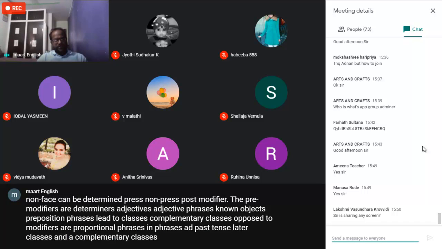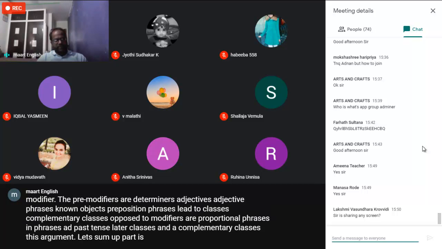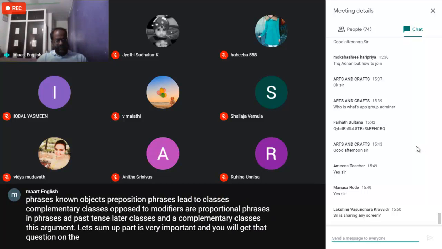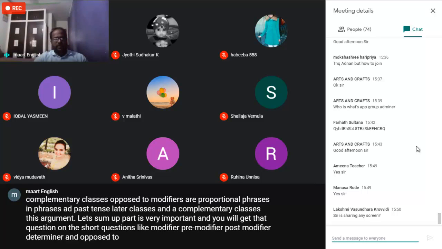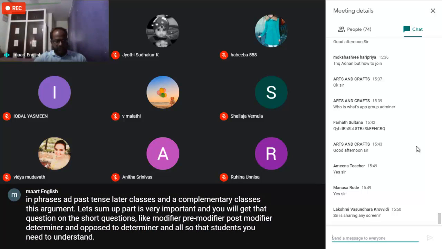This part, let's sum up, is very important, and you will get questions in the short questions like modifier, pre-modifier, post-modifier, determiner, and post-determiner, and all. So students, you need to understand these technical things.